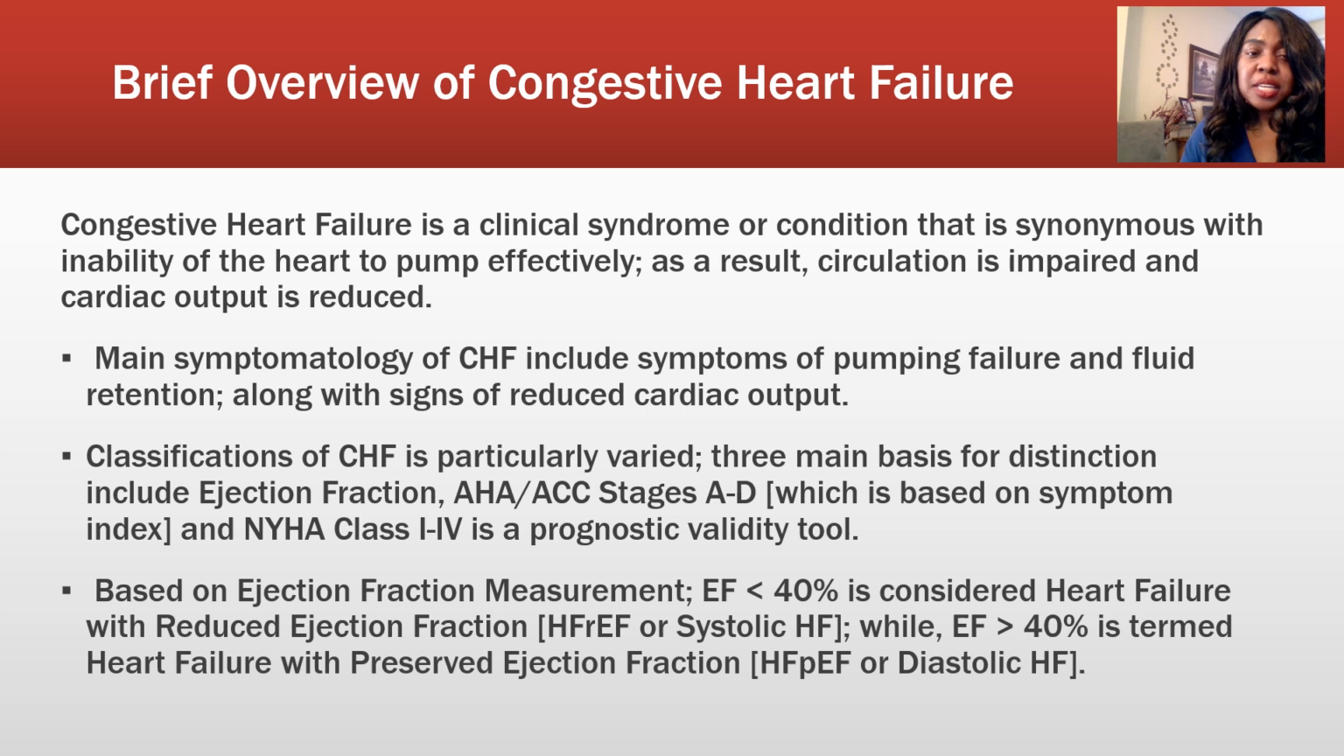Classifications of CHF are manifold. 3 main bases for distinction include ejection fraction measurement, AHA/ACC stages A to D, which is based on the symptom index, and NYHA class 1 to 4, which is a prognostic validity tool and also is based on physical limitation. Based on ejection fraction measurements, EF less than 40% is considered heart failure with reduced ejection fraction, while EF greater than 40% is termed heart failure with preserved ejection fraction.